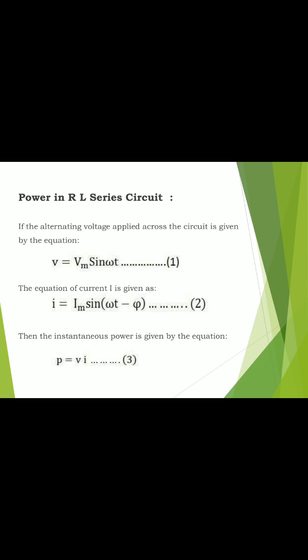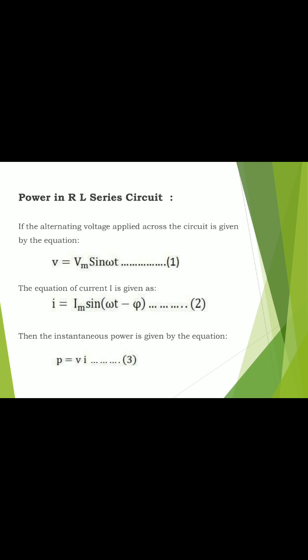To find out this angle, we have the formula cos phi is equal to R upon Z and tan phi is equal to XL upon R, where phi is the phase angle between the applied voltage and the electric current. Now power in RL series circuit.